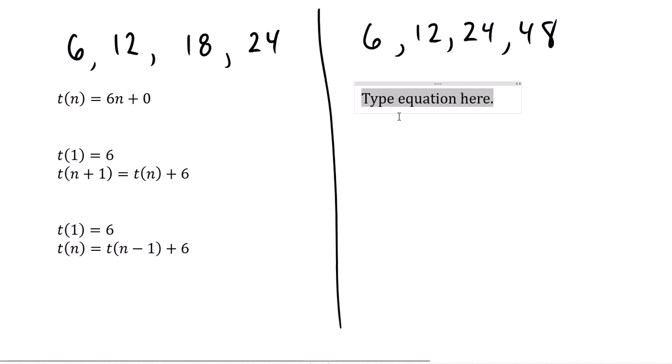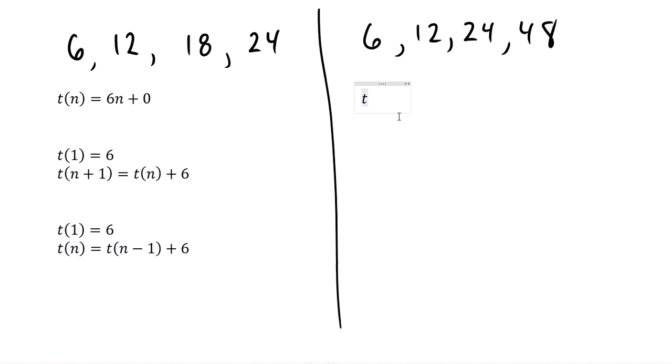So let's write what this is as an explicit rule. The explicit rule is that if you want to get any term in the sequence, you take the number 3, which is my 0th term, and you multiply that by 2 raised to the nth power.